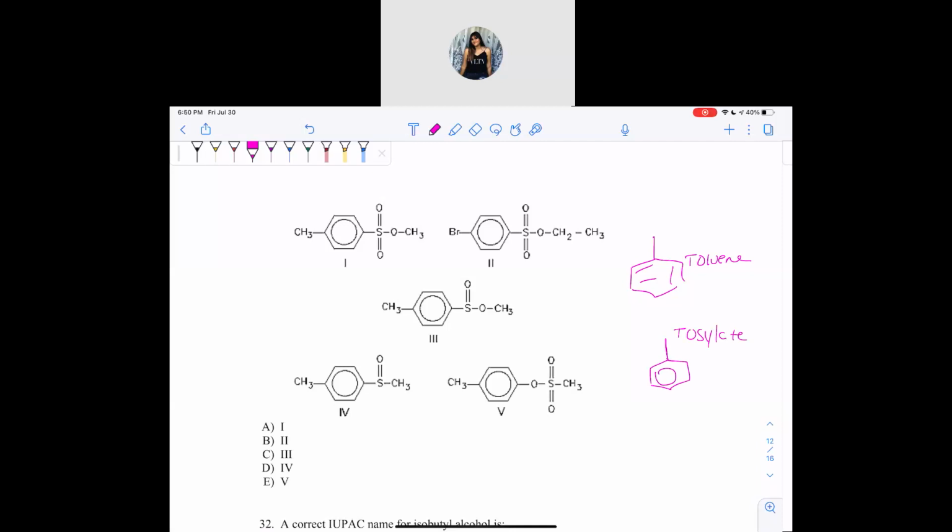Mesylate, tosylate group. Before I tell you the answer, I actually want to see if you guys at all remember what it looks like. So between these reagents, which one is a tosylate?